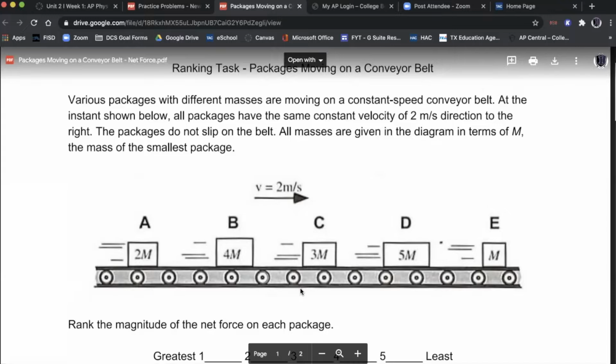Okay, so on the count of 1, 2, 3, yell out which one has the greatest amount of net force. 1, 2, 3. Let me hear you. D. Five. D.